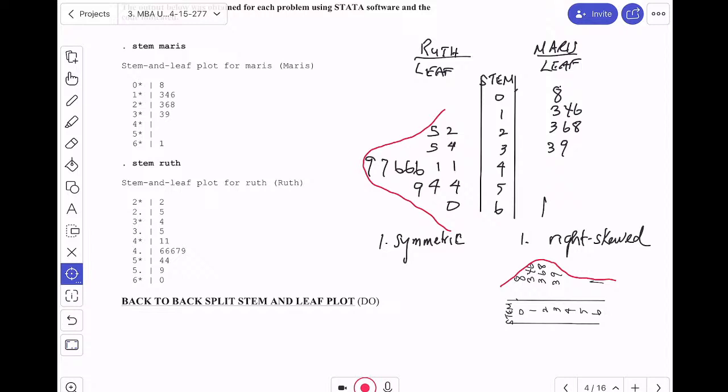What next? Well, depending on this shape determines what statistics to compute, right? So because this one is symmetric, we need the mean and standard deviation for center and spread. So mean for center and standard deviation for spread.